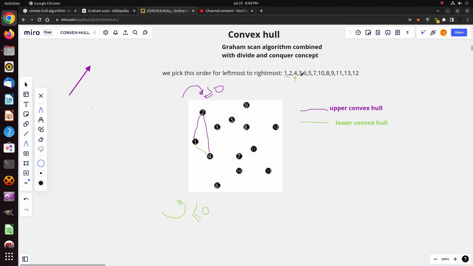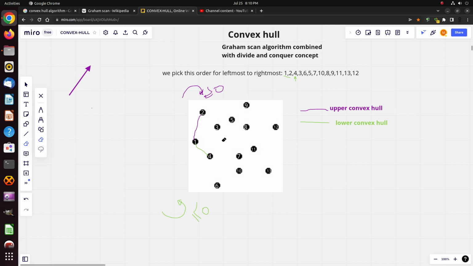Next point is 3. Can we add 3 to the upper hull? The answer is no, because we have to compute the orientation of 3 with respect to 2, 4. This is the index, this is the middle finger. The thumb is down, so the cross product is negative. We cannot add this point to the upper hull, so we delete 4.